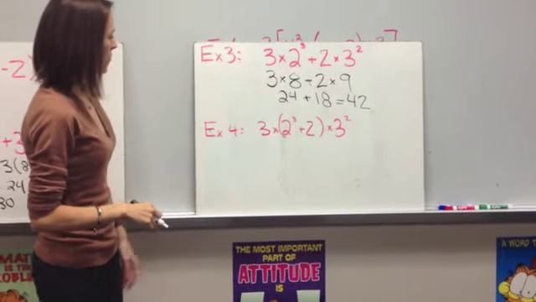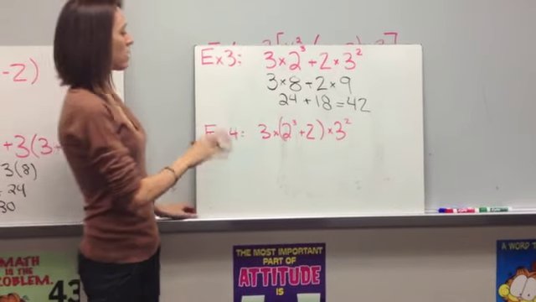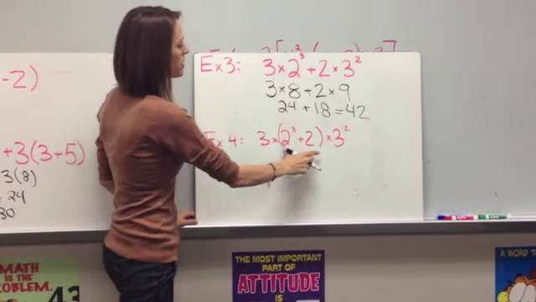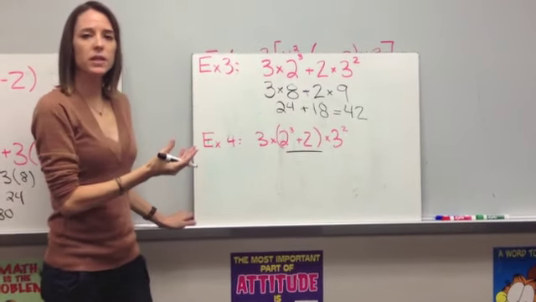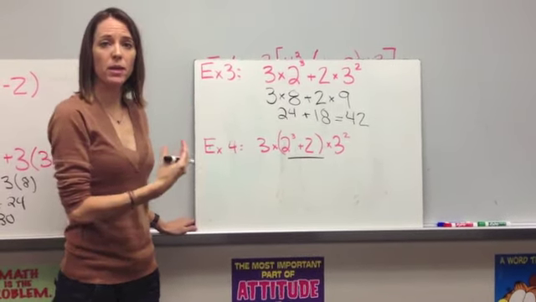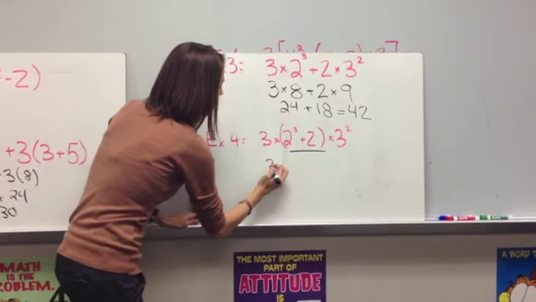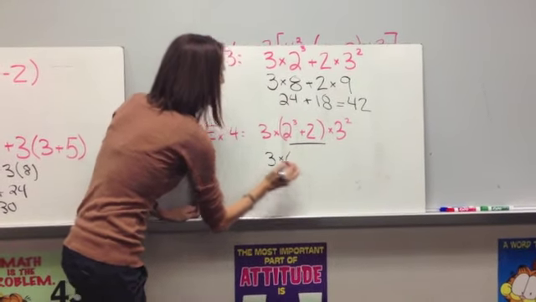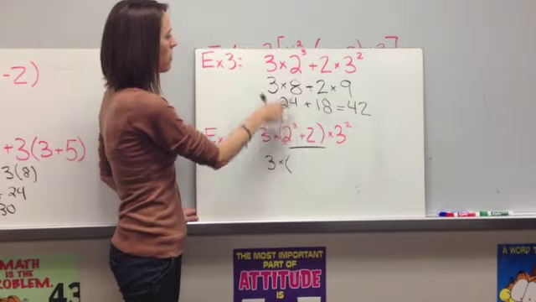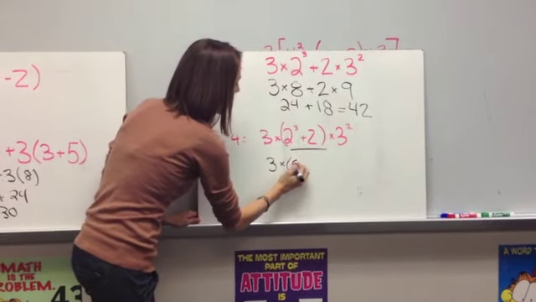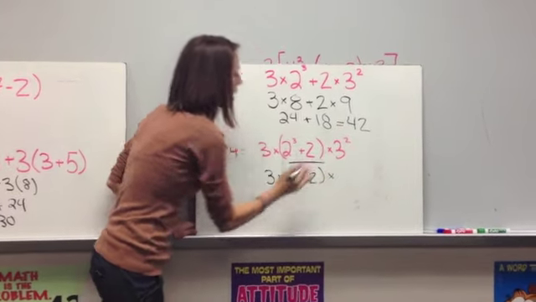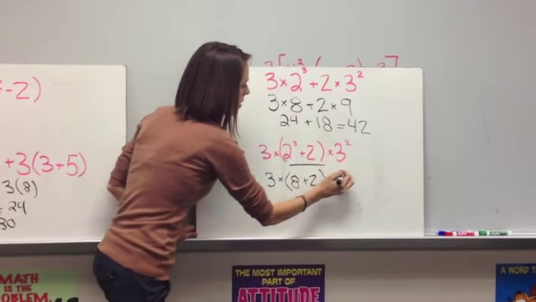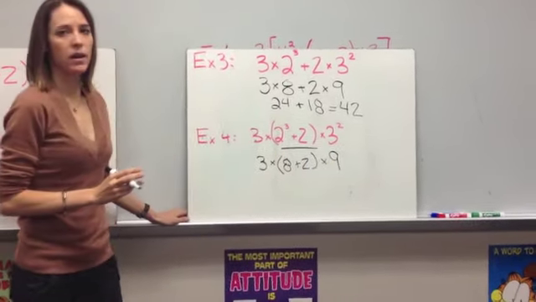All right, here's a tough one, example 4. So first thing, parentheses. Inside our parentheses is going to be this section right here. Okay. Then once you get inside the parentheses, you're going to follow PEMDAS again. So we're going to put our 3 down here. Then we've got 2 cubed. Remember from here, 2 cubed was equal to 8 plus 2 times 3 squared is 9.